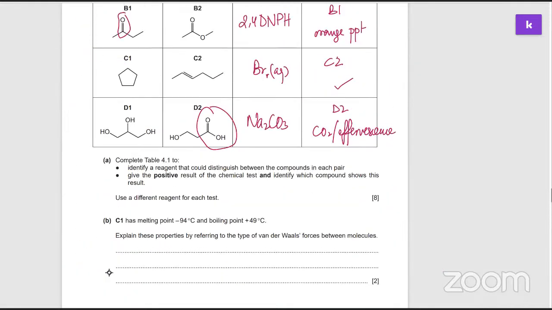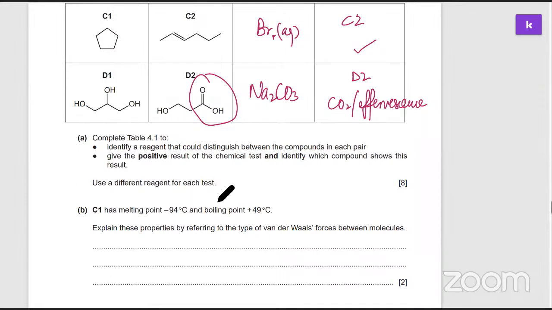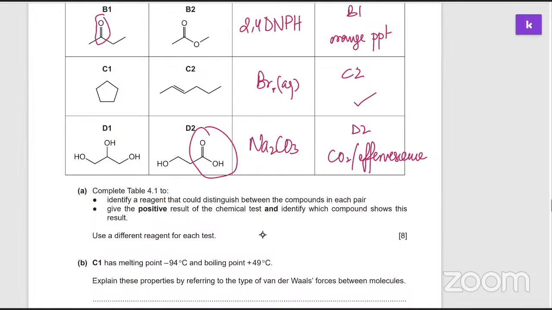That's the next one. C1 has a melting point of 94 and a boiling point of 49. Explain these properties by referring to the type of van der Waals forces between molecules. So C1. I think it's got a low melting and boiling point, right? Why?